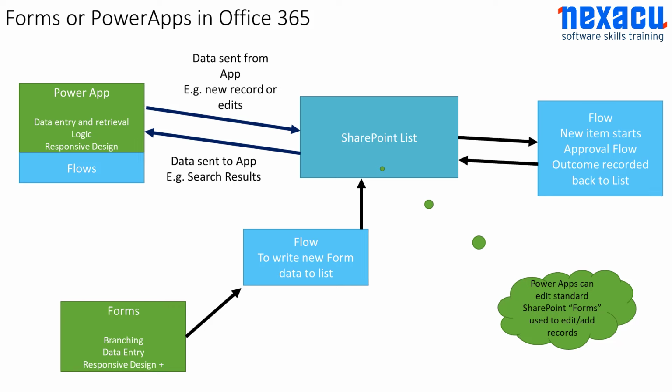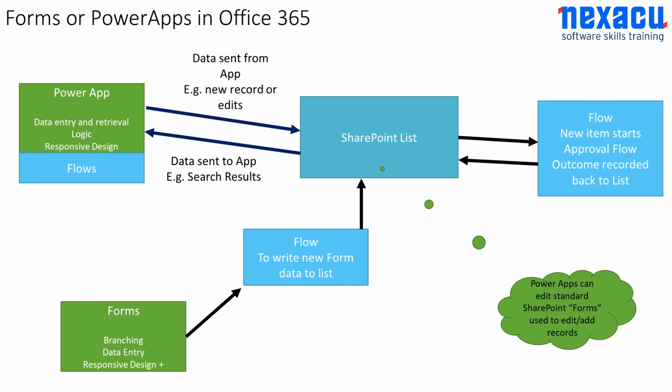Then we could edit those matching records, or one of those matching records. And so what we have is a two-way process. We're able to record data from a Power App into a SharePoint list or some other data source, and then through our Power App we can search, retrieve data and then perhaps update it.